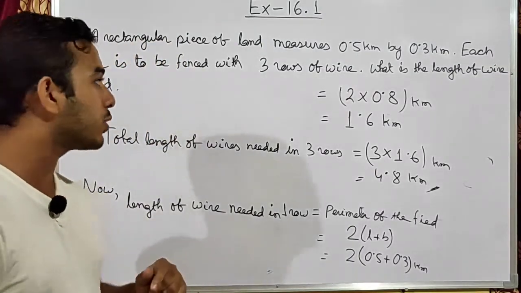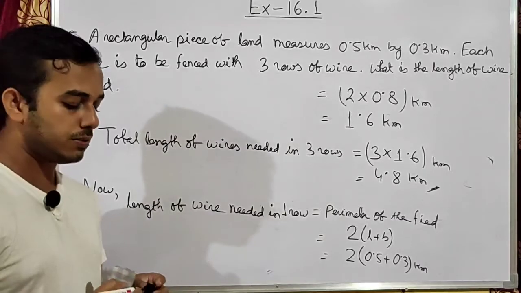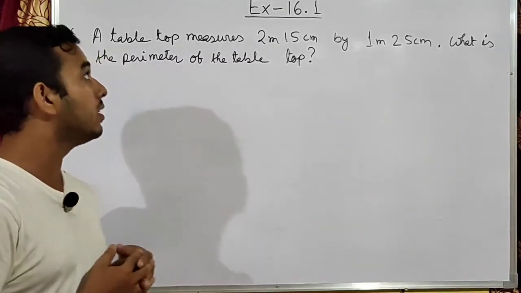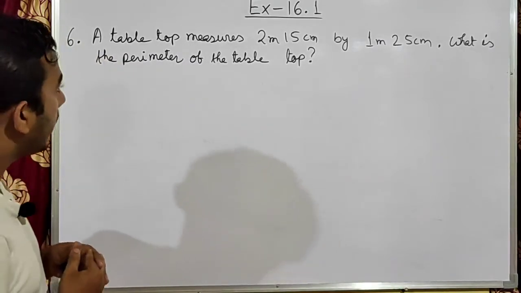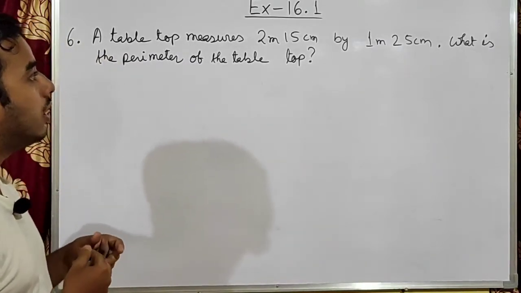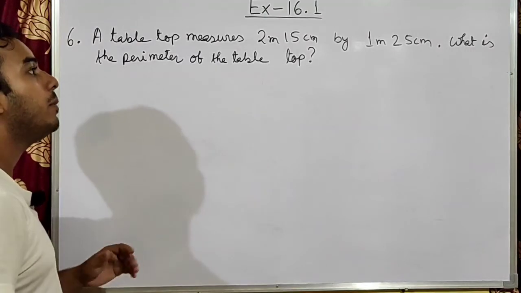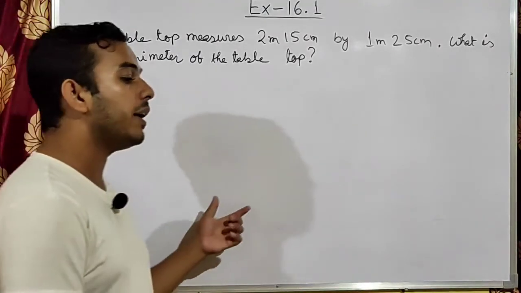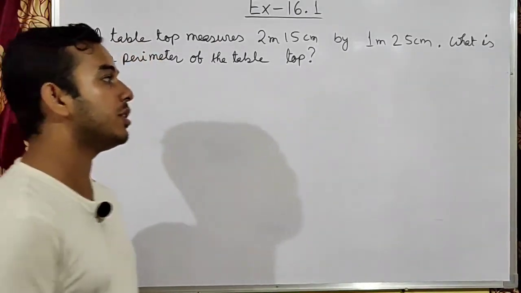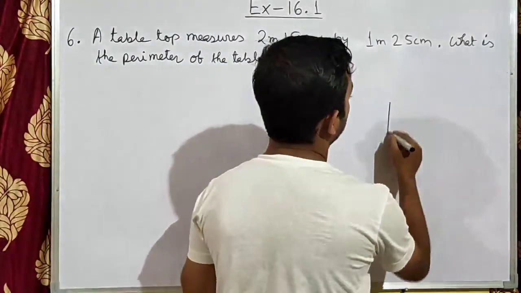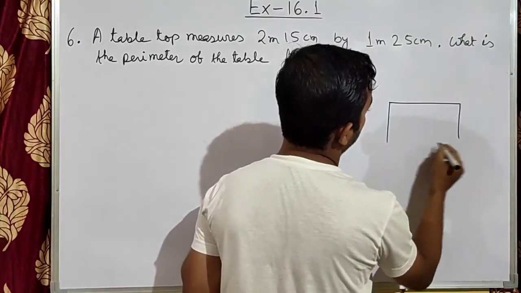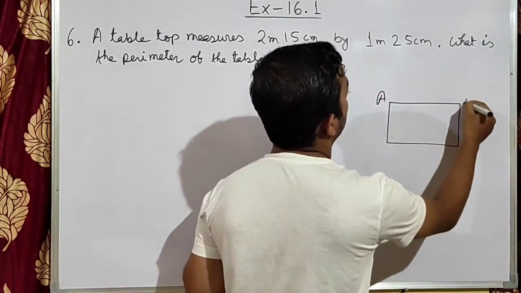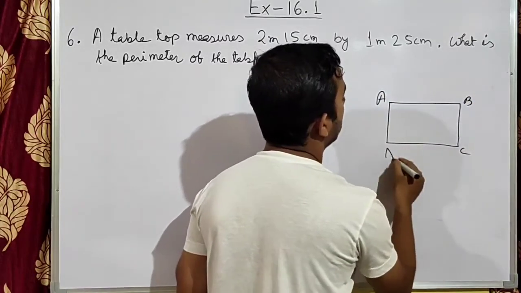Now let us move to our next question, that is question number 6. Our next question is about a table. Here a tabletop measures 2 meter 15 centimeter by 1 meter 25 centimeter. What is the perimeter of the tabletop? The table is rectangular in shape, so first let us draw a rectangle. Suppose this is the top of our table, and let us name it A, B, C and D.